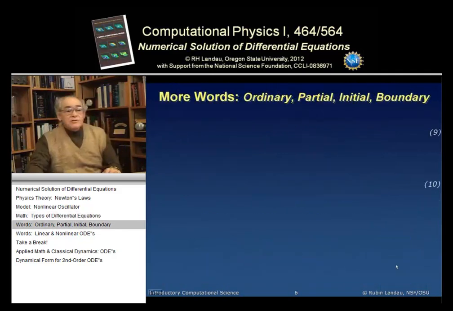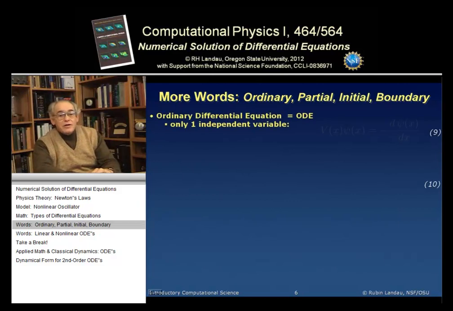Okay, let's get on to slide 6, which has more words on it. These are the words: ordinary, partial, initial, and boundary. Take a look. What do you see? Well, you see an empty slide, and that might be a clue. I'm going to fill it up with lots of stuff. I didn't want you to see it and get all worried at the beginning, so relax a second.